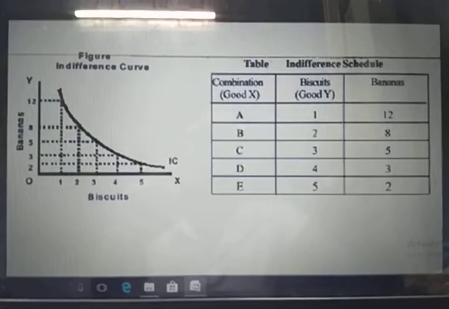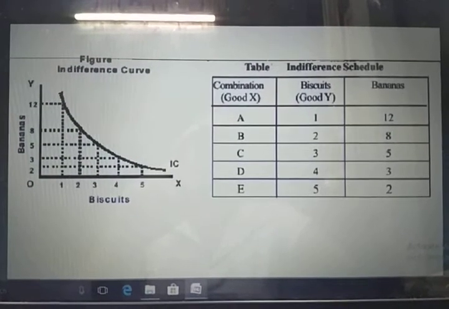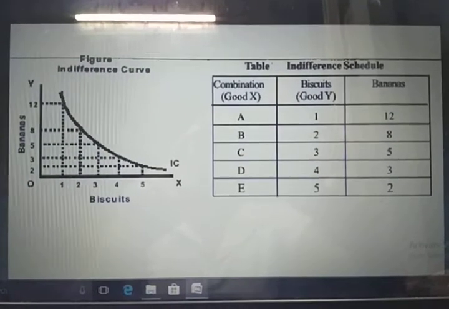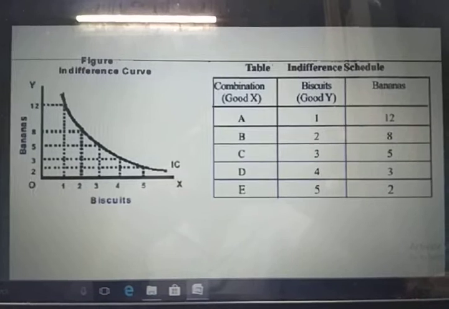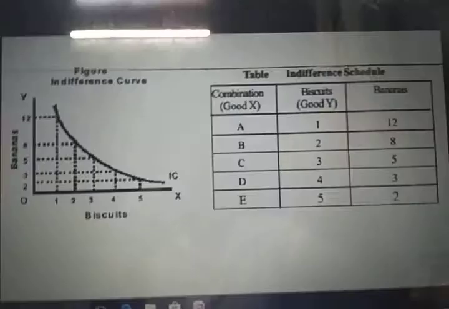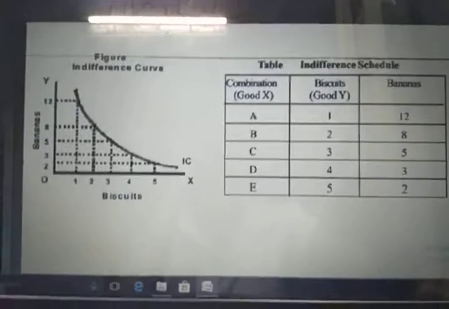Why is indifference curve downward sloping? Why is it convex to the origin? Then two indifference curves can never intersect each other, and the higher the indifference curve, the higher the level of satisfaction.